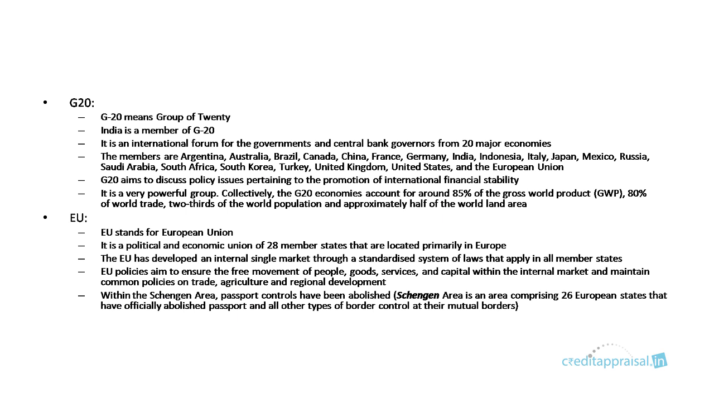Then we have seen EU. EU is the European Union. It's a political and economic union. We discussed all this. It's a single market, its policies. Then there's something called the Schengen area. The passport controls have been abolished. So there's an area where they have officially abolished passport and other types of border control.